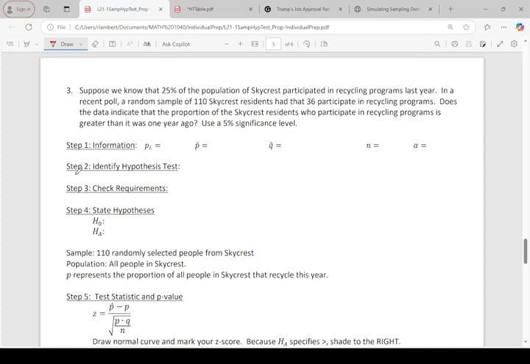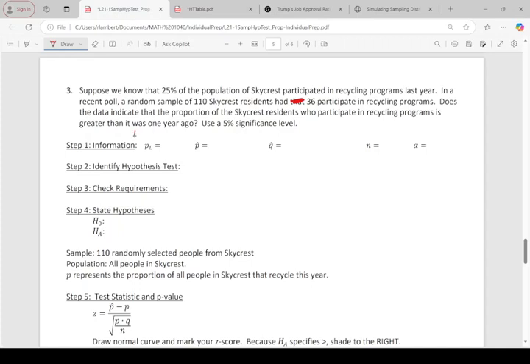There's actually two questions here, but they're both related to this scenario. And we're probably going to skip the manual calculations to make it a little bit faster. Okay, suppose that 25% of the population of Skycrest participated in recycling last year. In a recent poll, a random sample of 110 Skycrest residents had 36 participate in recycling programs. Does the data indicate the proportion of Skycrest residents who participate in recycling programs is greater than it was a year ago? Use the 5% significance level.